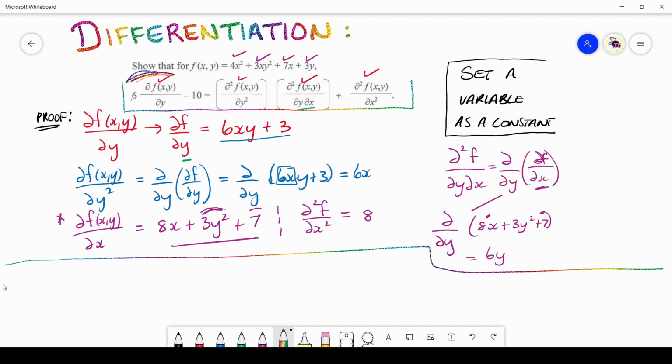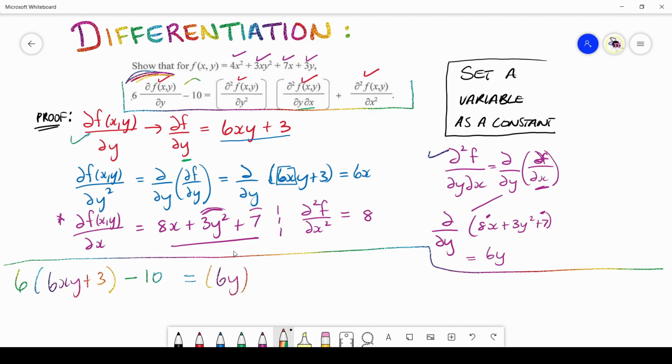All right, so we have 6. And what's after? Delta f delta y. That's this one here. So in brackets, I'm going to write 6xy plus 3, is it? Mm-hmm. And then they follow it up with minus 10. All right, cool so far. And that is equal to, what do they have? Delta 2f delta y squared. That's this one here. That worked out to be 6y.